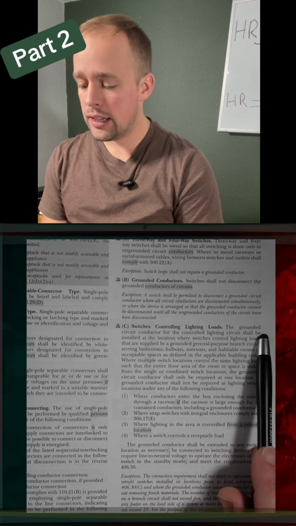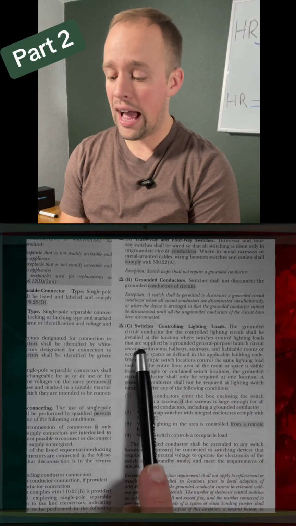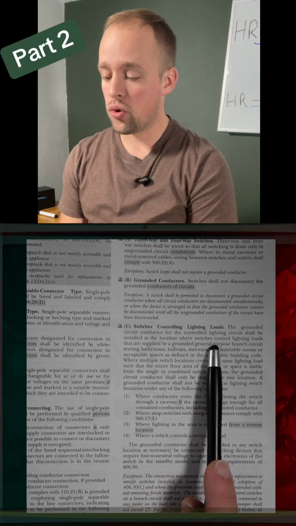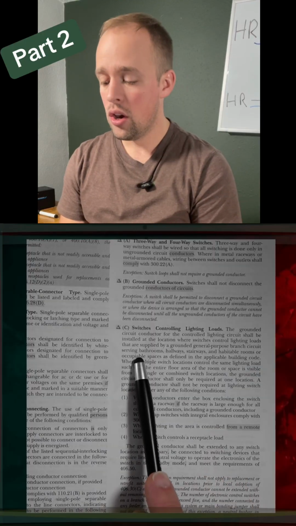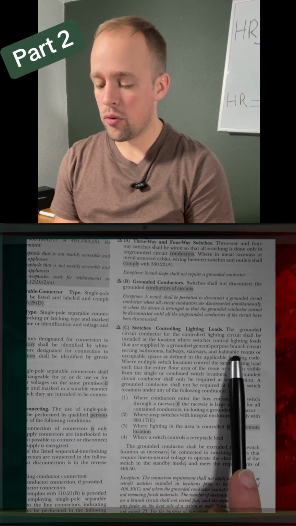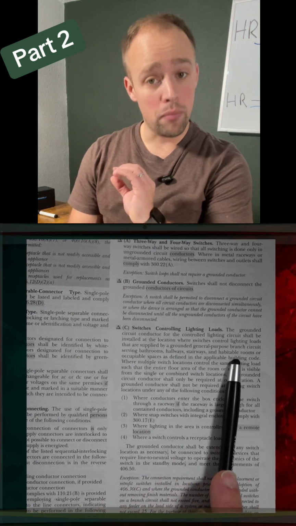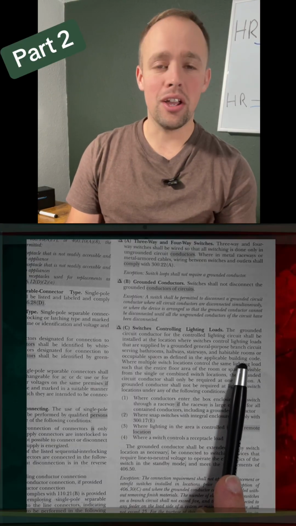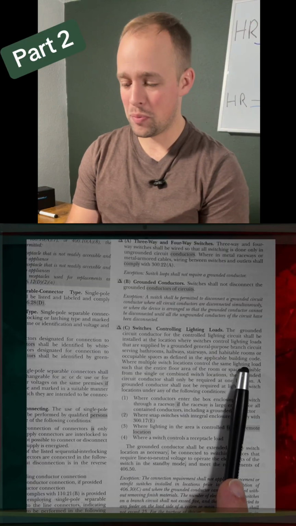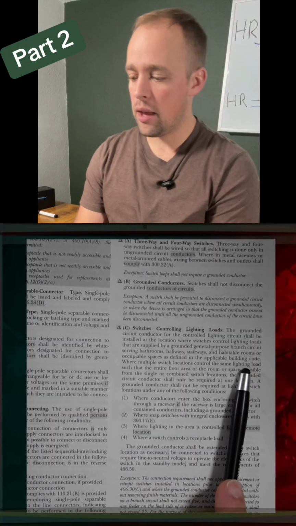The grounded circuit conductor for the controlled lighting circuits shall be installed at the location where switches control lighting loads that are supplied by a grounded general purpose branch circuit serving bathrooms, hallways, stairways, and habitable rooms or occupiable spaces as defined in the applicable building code. Let me pause there. This basically says in every space that you can think of, habitable space, occupiable spaces, right, which is pretty much everywhere, you need a neutral in that switch box, okay? But there's more to this code.